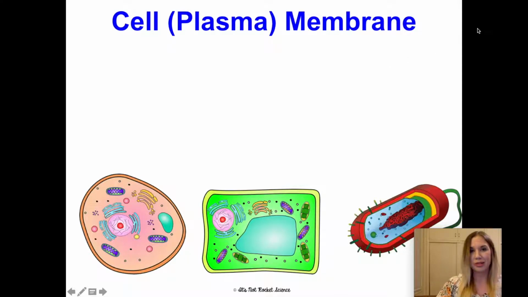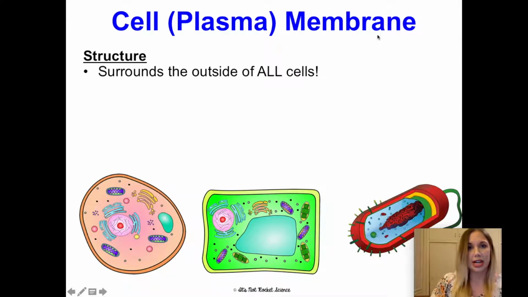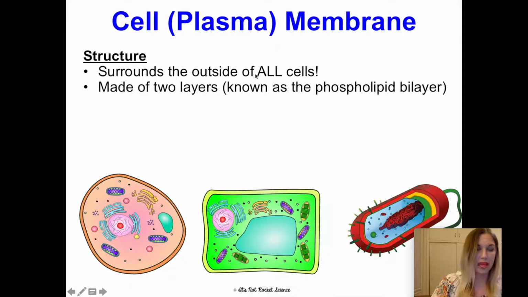Okay, so what is this plasma membrane that I've been mentioning? I mentioned it in Unit 1 when we were talking about phospholipids, and I'm mentioning it right now. A cell membrane, also called a plasma membrane, surrounds the outside of all cells. And they are made up of two layers known as the phospholipid bilayer.